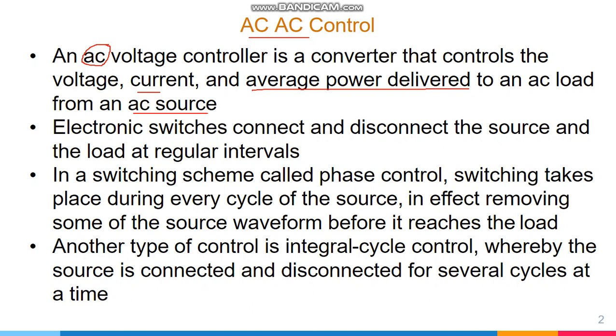Just as we were using electronic switches in the DC-DC converters, where we were determining some specific duty cycle, on the basis of which we were determining the average output voltage or average output power, the same case will be here in the AC-AC control, in which electronic switches will be used to connect and disconnect the source and the load at regular intervals.